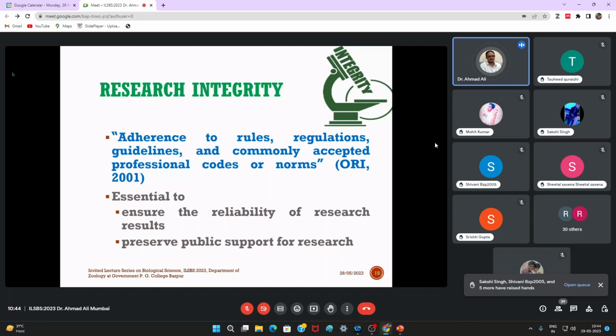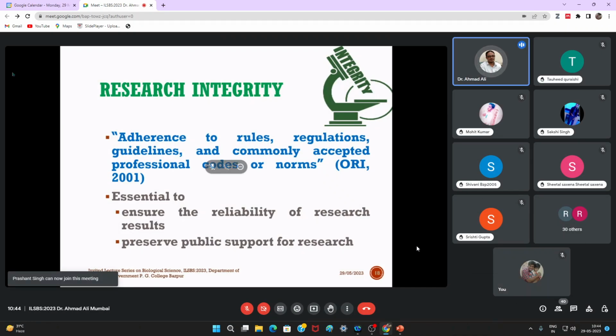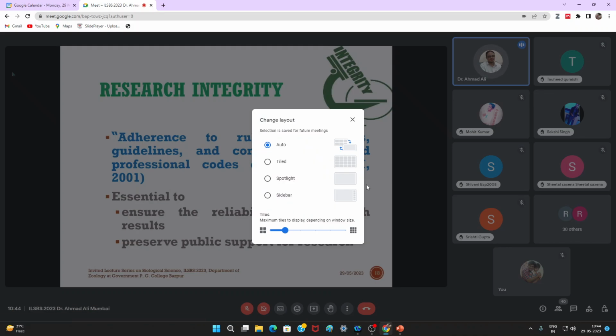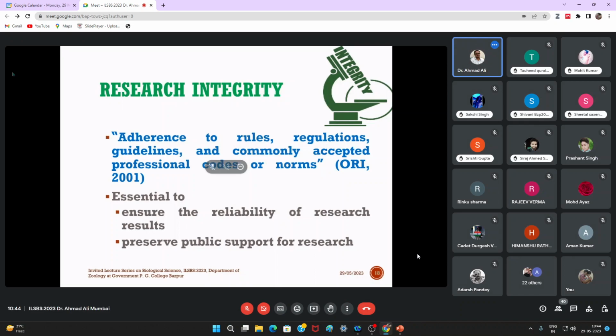As I mentioned, RCR was a term introduced in the early 2000s, early this century, by the Office of Research Integrity of the US, which defined research integrity as adherence to rules, regulations, guidelines, and commonly accepted professional codes or norms. Earlier it was not a very written rule, but now it has become so. They are given the guidelines and you have to accept them, so that if there is any deviation from those accepted norms or professional codes, you will be penalized for it. Now the guidelines are there on who falls into the category of deviating, and what the procedure is for identifying such misconducts and all those things.